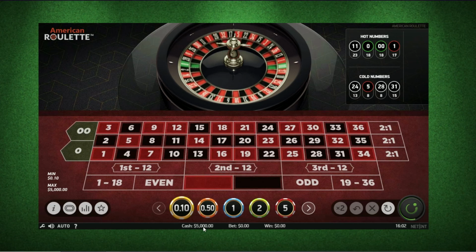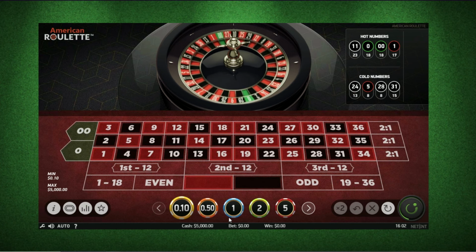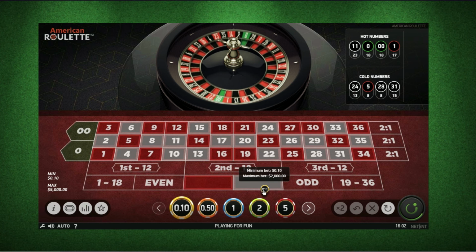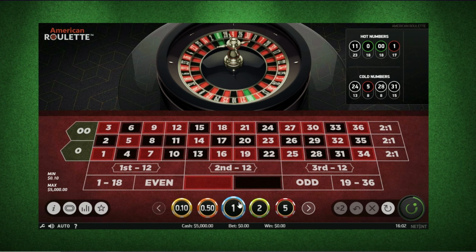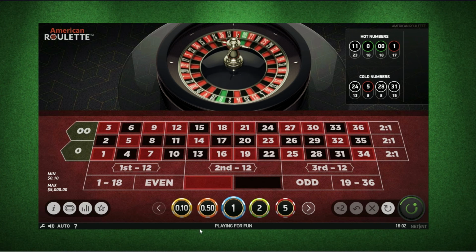So let me break it down for you. Alright, so let's take a look at this table here. You see it's an American table. It's got 2 zeros, so it's American roulette. We've got a bunch of betting options, but the one we're going to pay attention to is these 50-50 ones. So for this, you'll see we've got different betting amounts. We have $5,000 cash. All right, keep that in mind as we go through that.